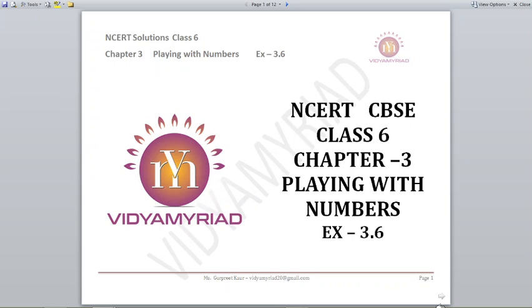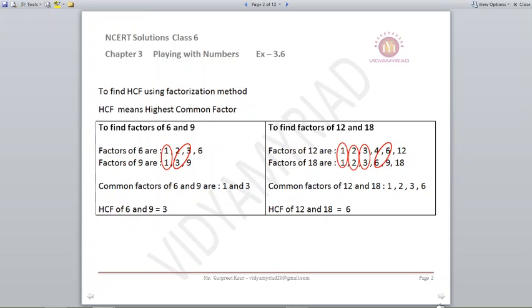This video is made for class 6 on chapter number 3, Playing with Numbers, and today we are going to do exercise 3.6 of NCERT. Now let us first understand the basic concept of this exercise, that is, we should know how we are going to find out the HCF.